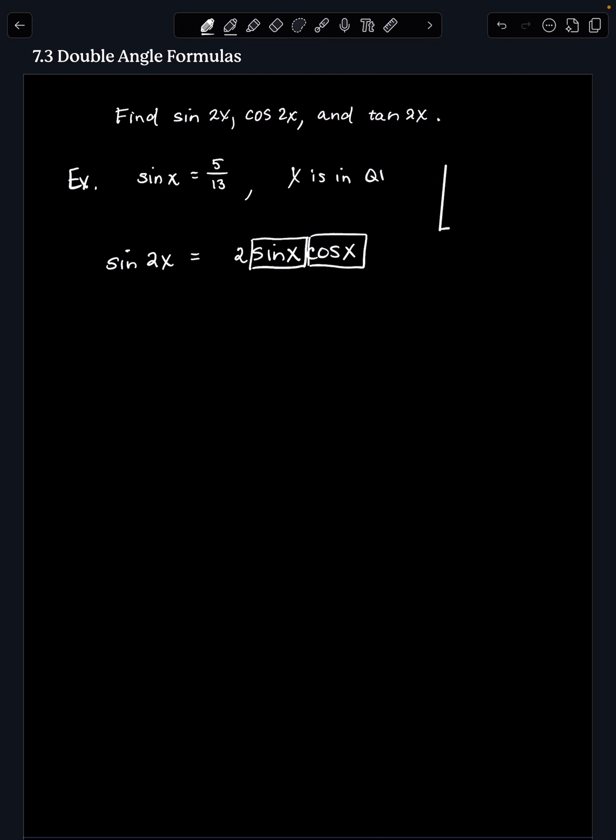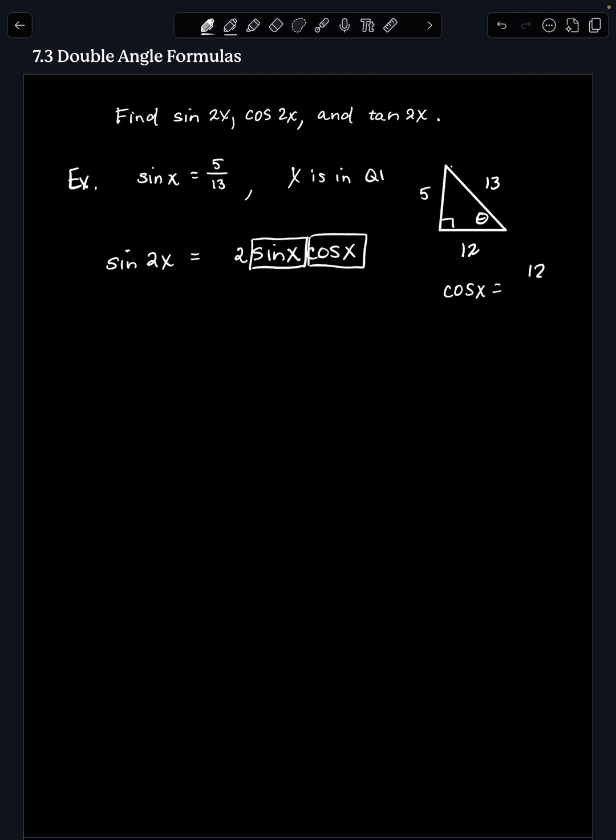So I'm going to drop a right triangle here. Label my theta. I know that the sine of x is 5 opposite over the hypotenuse. And if you didn't recognize that this is a common triple, go ahead and use your Pythagorean theorem to find that third side. And so that adjacent side is going to be 12.